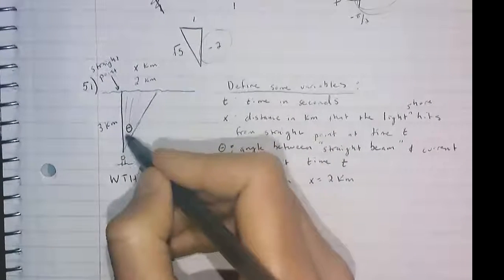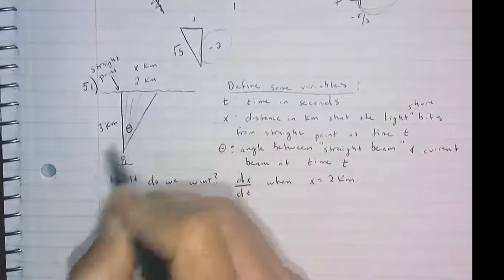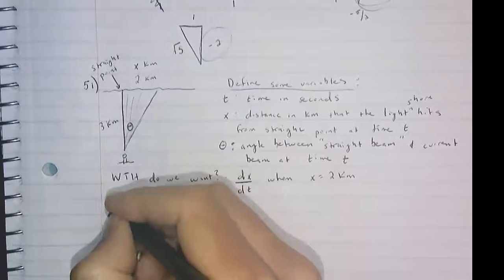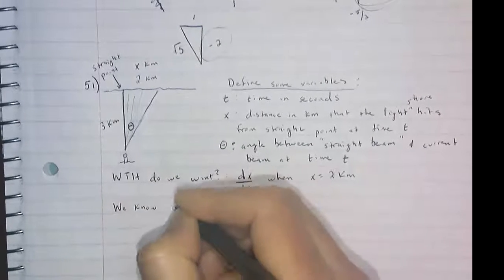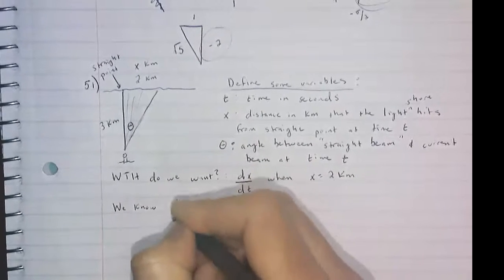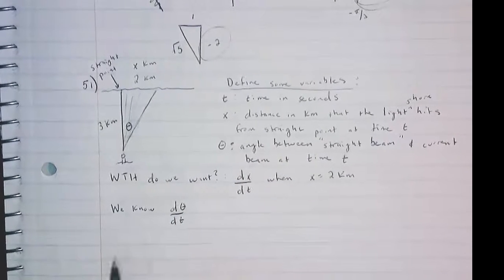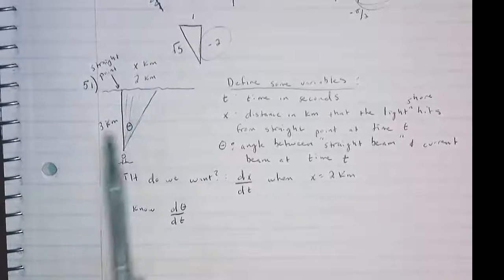We know that this light makes 2 revolutions a minute. So we actually know d theta/dt. We know how theta is changing. It's changing at a rate of completing 2 revolutions a minute.